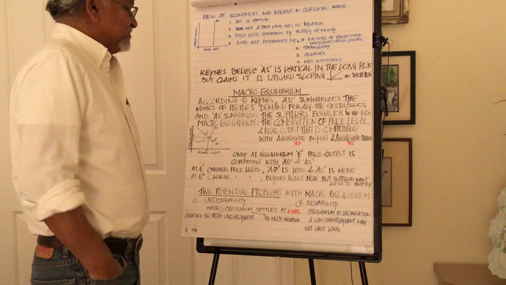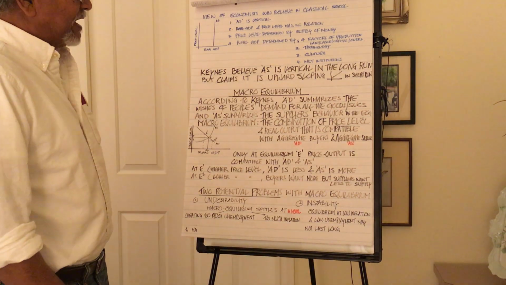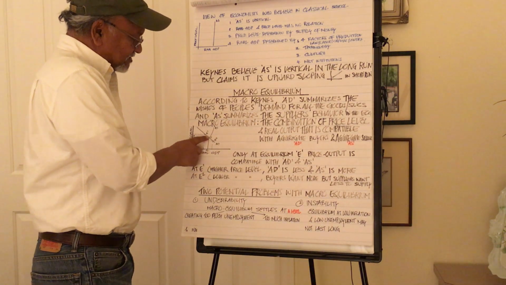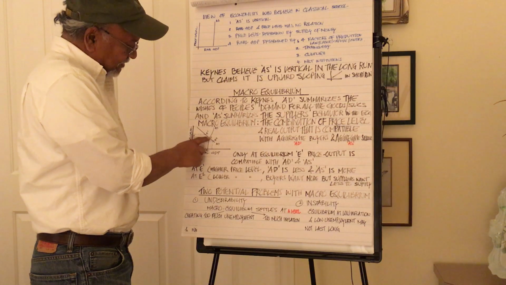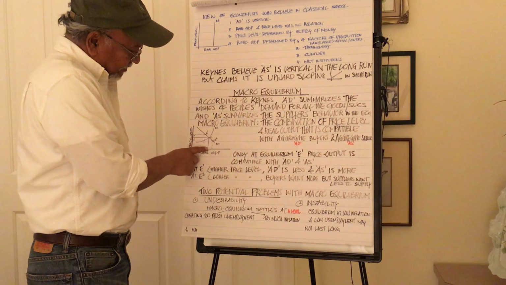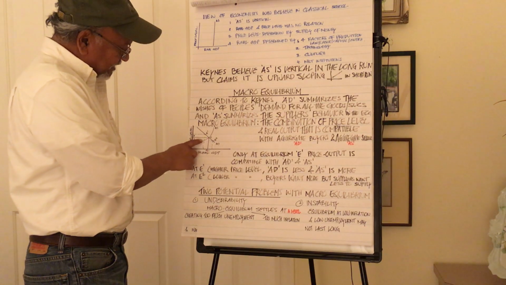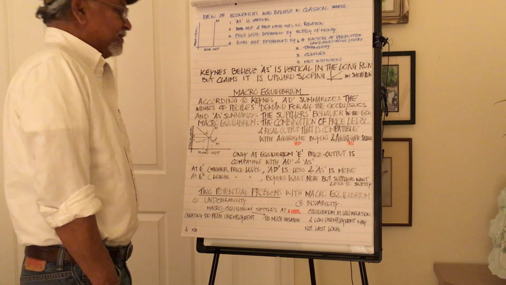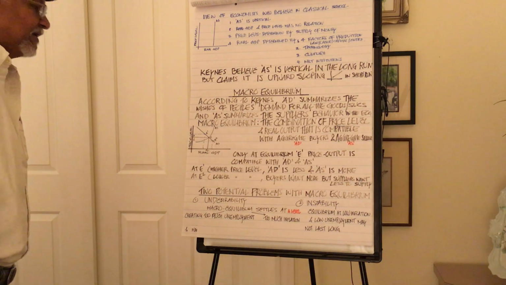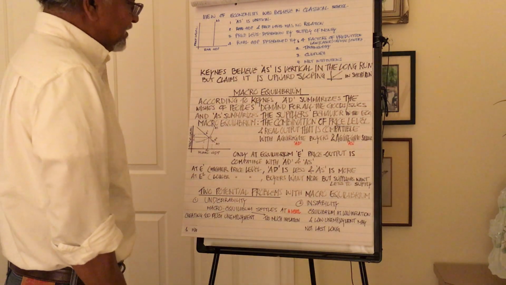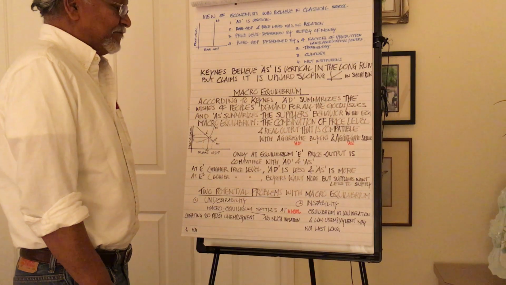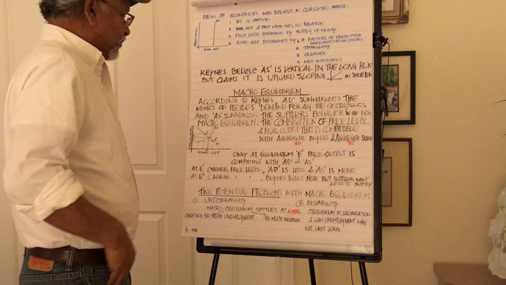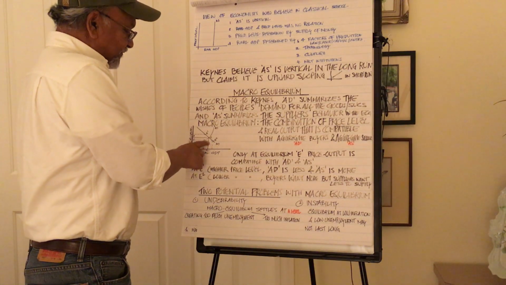Macro equilibrium is achieved where aggregate supply and aggregate demand meet. Here's the aggregate demand and here's the aggregate supply, and they meet over here. So we have a quantity level of Q1 and a price level of P1. To give you a definition of macro equilibrium: the combination of price level and real output that is compatible with aggregate demand from buyers and aggregate supply from sellers. Only at E will the market settle.